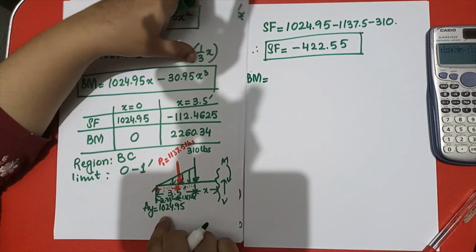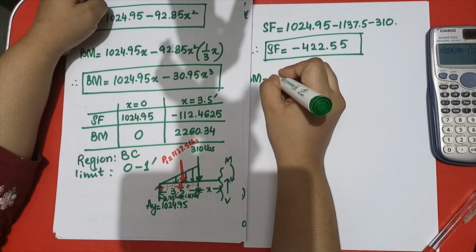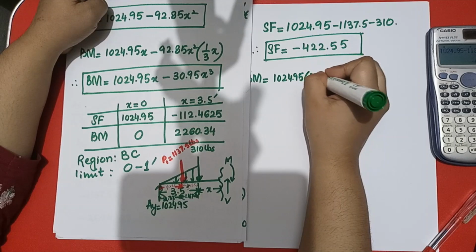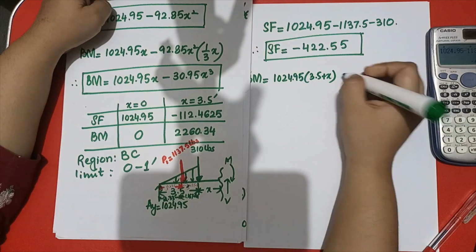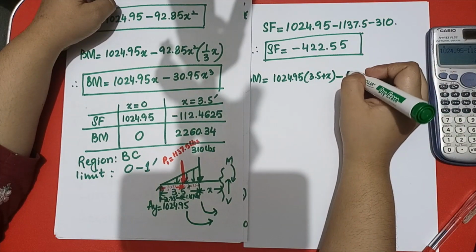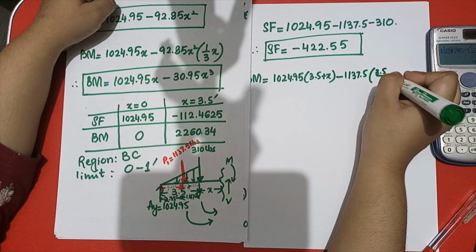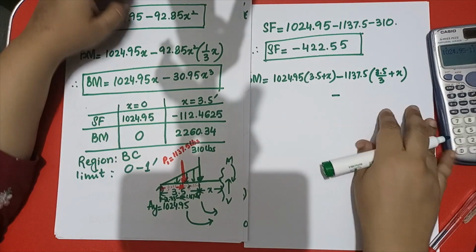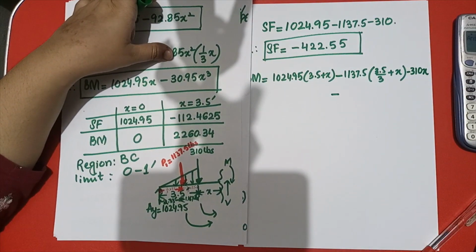For the bending moment equation, you have the support reaction AY equal to 1024.95. So 1024.95 multiplied by 3.5 plus x, minus, because this is a downward force, so it will rotate towards here. So it will multiply with 1137.5 multiplied by 3.5 divided by 3 plus x. And there will be 310x. I can also write it down here, 310x.